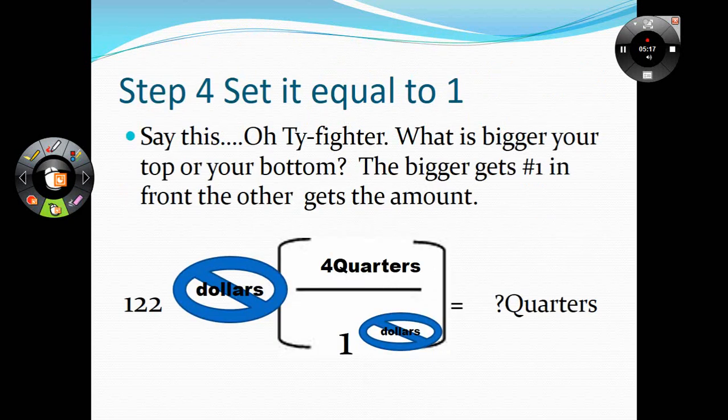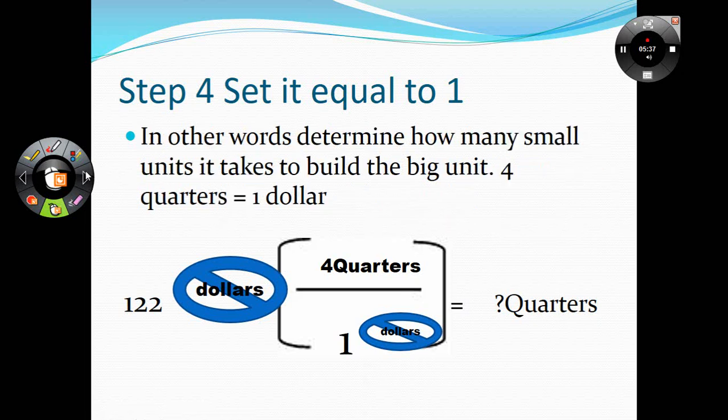So now I'm all set up and ready to go. The bigger one gets the number 1. So that sets up your conversion factor. Oh, TIE fighter, what is bigger, the top or the bottom? A dollar is bigger than a quarter. The bigger unit gets the number 1. Then you need to determine how many of the smaller unit makes up the bigger unit. There are 4 quarters for every $1.